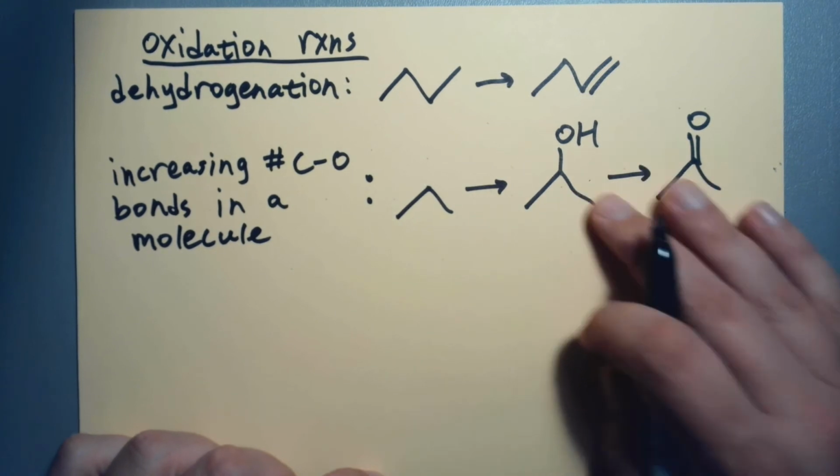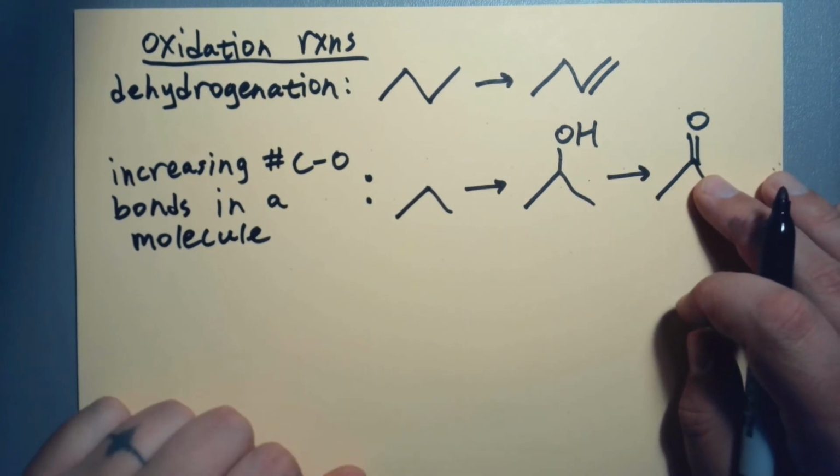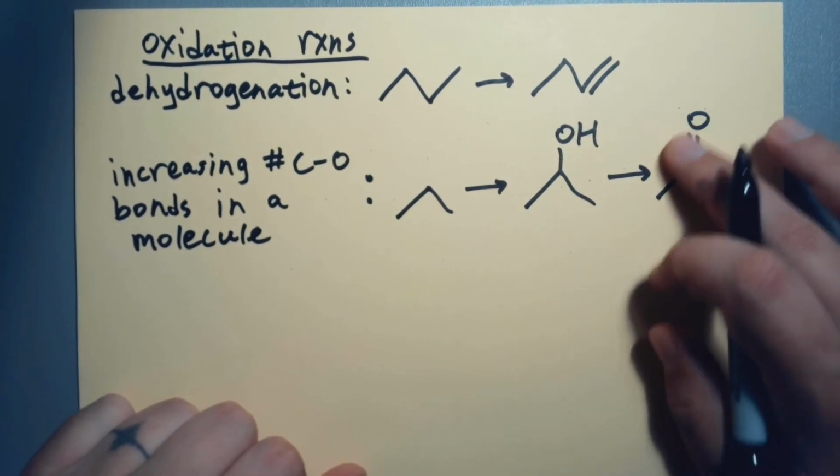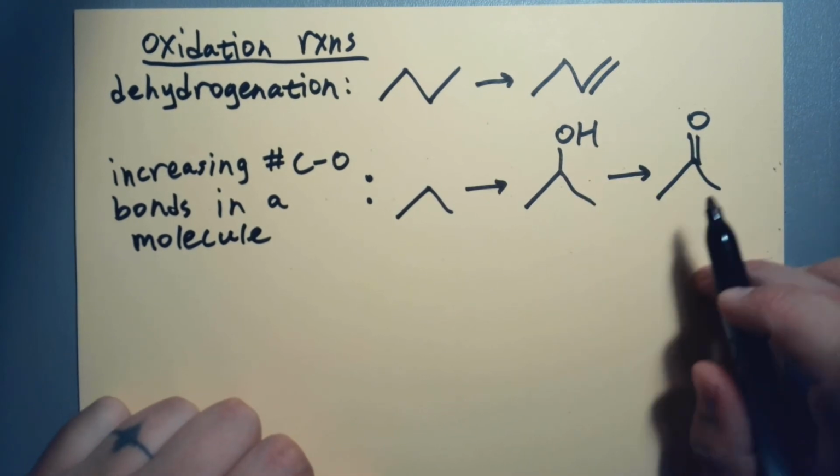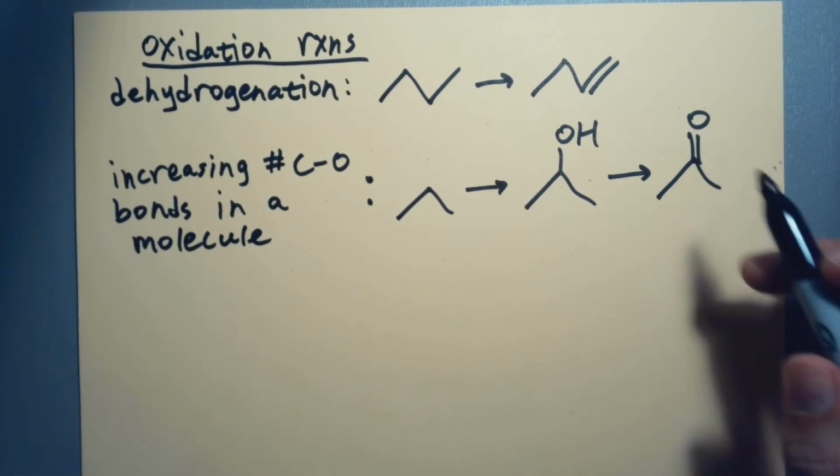Generally, you're going to have an alcohol that turns into a ketone or an aldehyde, just depending on where that alcohol is. So this would be a ketone because it was in the middle of the chain. If it was on the end, you get an aldehyde, and then you start bringing in more alcohols.